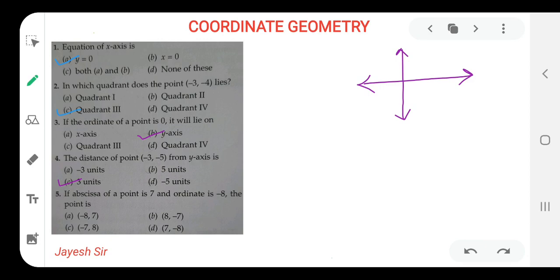Now what is given? The abscissa of a point is 7. That means 7 on the x-axis. We are writing in terms of the coordinate x comma y. The value of x is given as 7, and the value for the ordinate is minus 8. This is the coordinate we have obtained, 7 and minus 8. This was the thing that we needed to find, and if the quadrant is asked, it would be lying in quadrant number 4. That also we can say easily without any problem. So the correct answer for MCQ 5 would be option D.